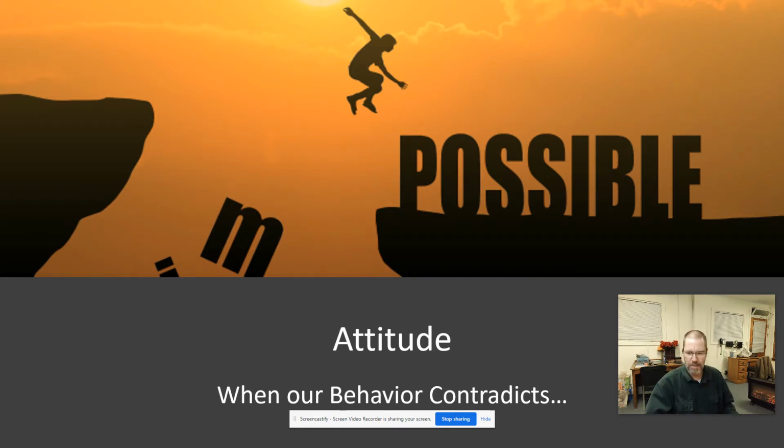So we want to talk a little bit, finishing up social psychology. I think this is like part 4. So we've gotten a lot out of social psychology. And this section, as the screen in front of you shows, is attitude, or when our behavior contradicts. So that needs some explanation, and it has to do with cognitive dissonance. So that's our word for the day, dissonance, cognitive dissonance.